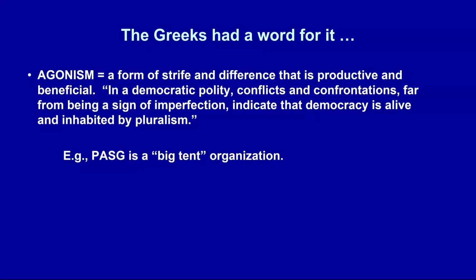So the Greeks knew all about this, and they had a word called agonism. So you can look at this definition. It's a form of strife and difference that is productive and beneficial. So the whole idea is that when people have different opinions, if they express them and compare them, they can work out something that's even better, and they can move forward. So that's agonism, and that's what we do.